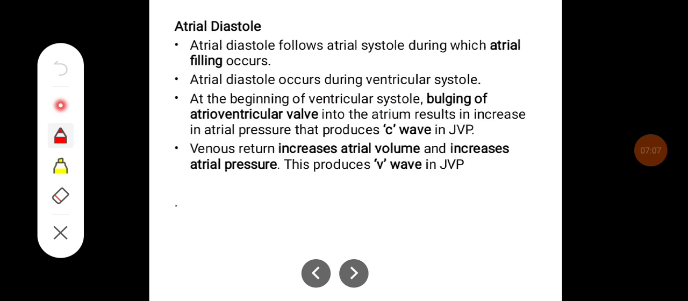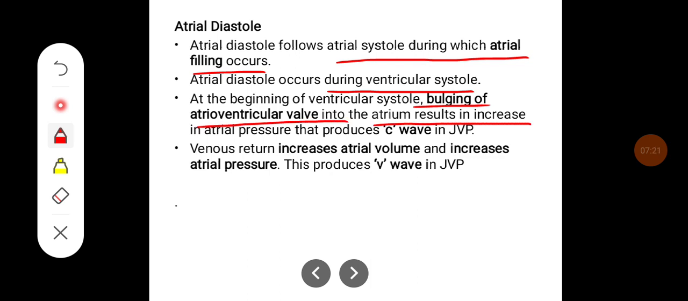Atrial diastole follows atrial systole, during which atrial filling occurs. The atrial diastole occurs with ventricular systole. At the beginning of the ventricular systole, the bulging of the atrioventricular valve into the atrium results in an increase in atrial pressure that produces the C wave in the JVP. Venous return increases atrial volume and increases the atrial pressure. This produces the V wave in the JVP.